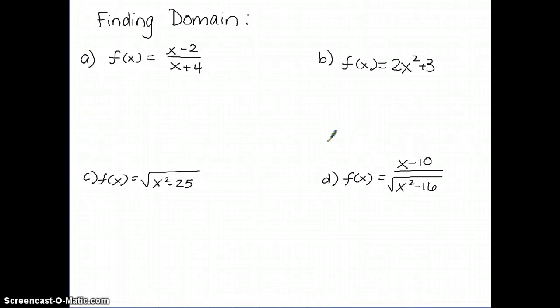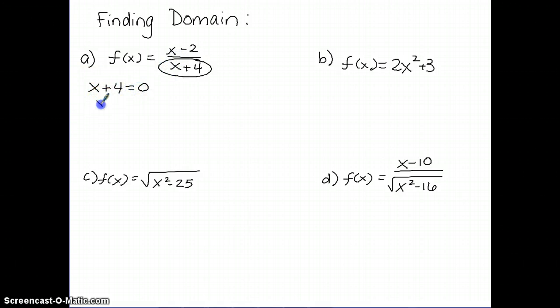Here we're going to take a look at finding the domain of an algebraic function. In part A, we look to see if there's anything that might cause restrictions for us in this problem. And we see that because of the variables in the denominator, there might be things that x can't be. We can't let x be anything that would make the denominator equal to 0. So we take the denominator and we say, well, what would make it equal to 0?